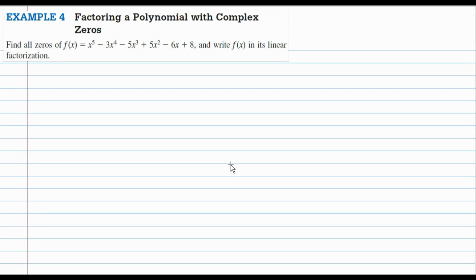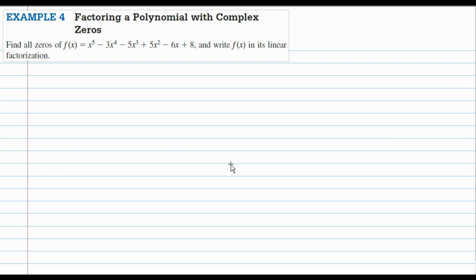This is the screencast for section 2.5, example 4, factoring a polynomial with complex zeros. So in examples 1, 2, and 3, we were given the zeros and we had to come up with the function. Now we're given the function, we have to come up with the zeros. And that means factoring. Well, back in section 2.2, we learned how to factor using synthetic division. So that's what we're going to use.